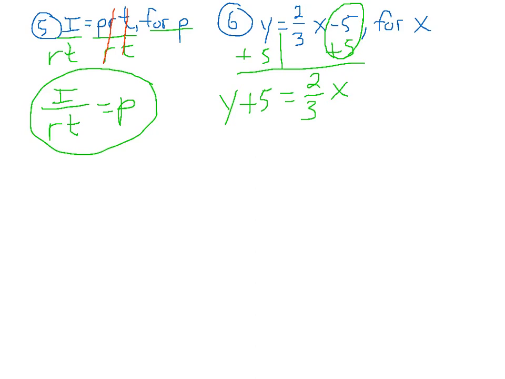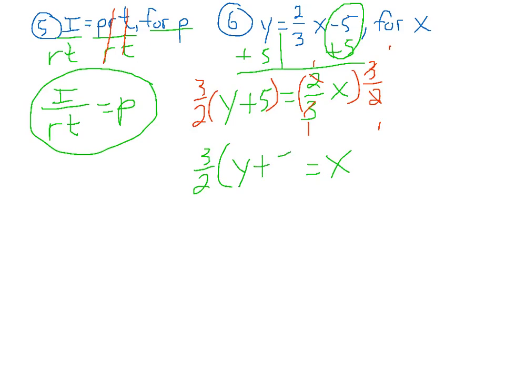And the opposite of multiplying by 2/3 is to multiply by the reciprocal. So we can multiply this side by 3/2, and we can multiply this side by 3/2. And when we do that, those 3's give you 1, those 2's give you 1. So on the right, we now have x by itself, which is what we want, and then on the left, we've got 3/2 times y plus 5.